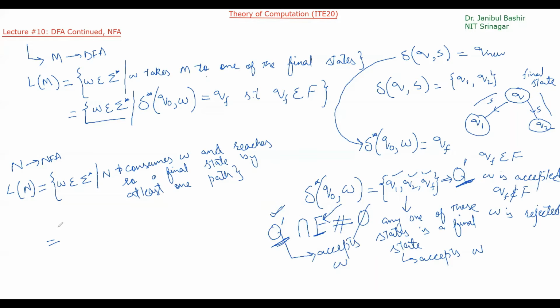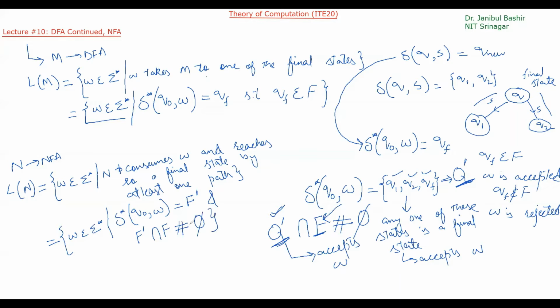So let me write it here. We can say w belongs to sigma star such that the extended function, starting from the initial state and consuming w, reaches a set of states. Here I will name this Q', and F' intersection F, where F is the set of final states, is not equal to phi.